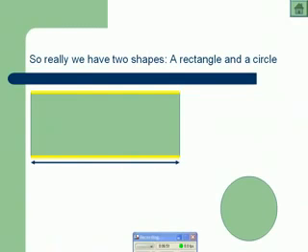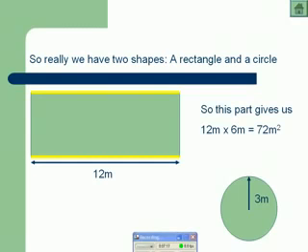So our rectangle then, we know is 12 meters. We know that the radius of the circle is 3 meters. So we know that half the distance of the length of the side of the rectangle is going to be 3. So the entire distance all the way up and down will be 6. So to find the area of the rectangle, we've got to have our 12 meters times the 6 meters, which gives us 72 meters squared.